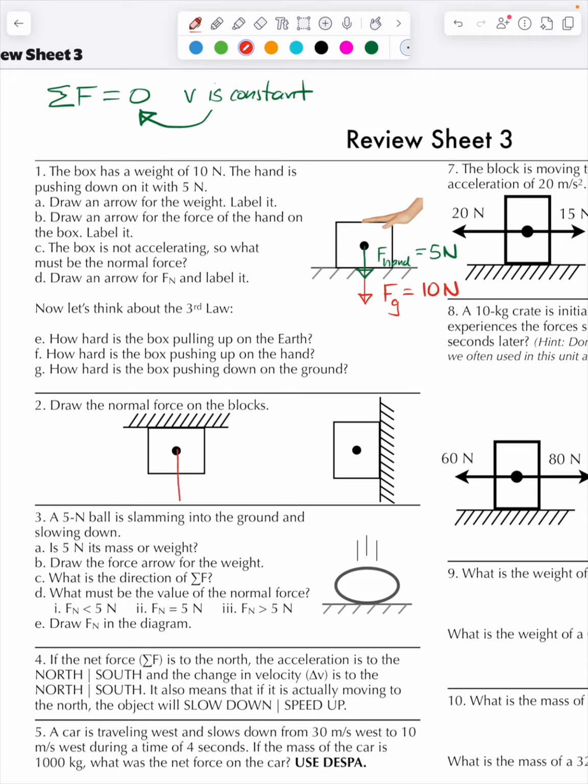That normal force is what I was calling the "you can't go through me" force, or I like to call it the "get away from me" force. So when the box is being pushed up against that ceiling, the ceiling is like, no, you don't. You're not going to go through me. I'm going to push back against you. And so that is the normal force, which we use F subscript capital N for.